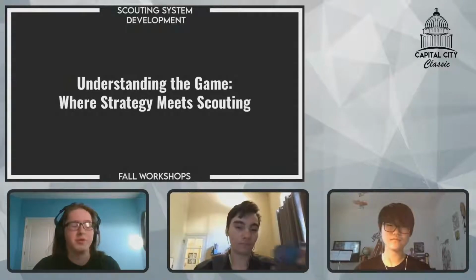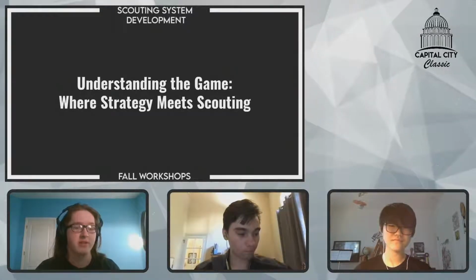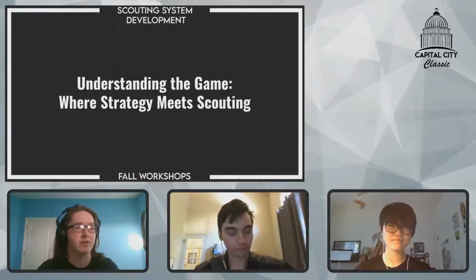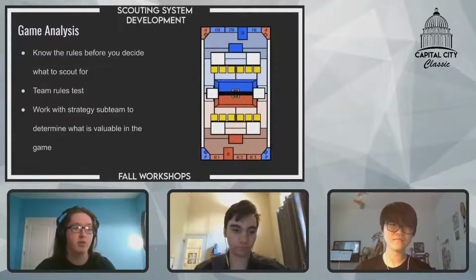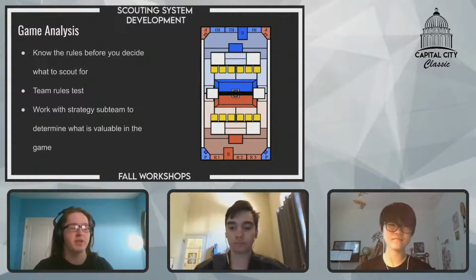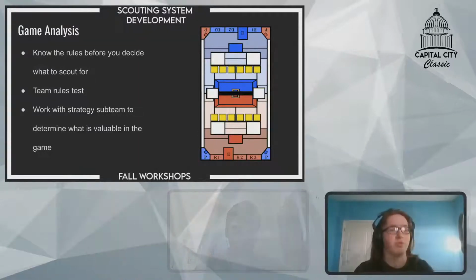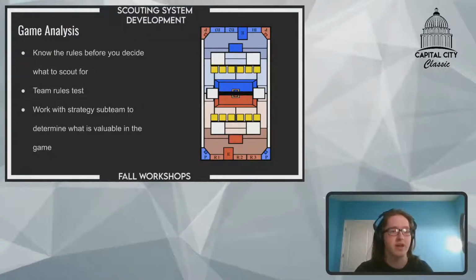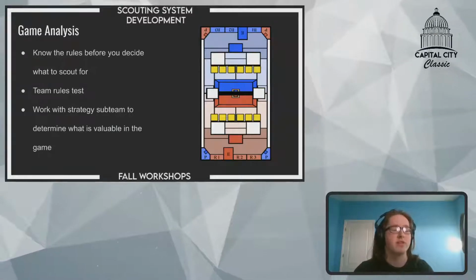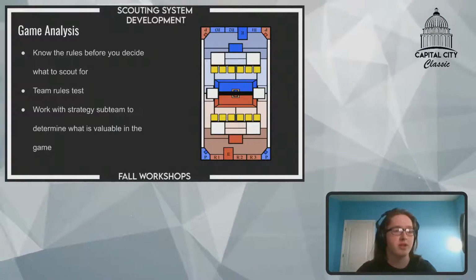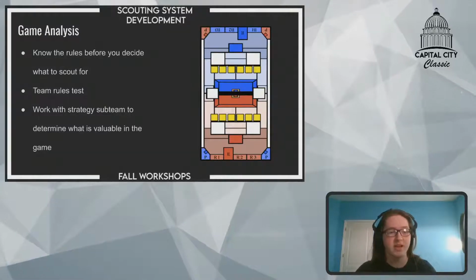Now we know that we should be scouting, and now let's talk about how scouting meets strategy in the beginning of your season. In order to know what to scout for, the best way to do that is to analyze the game and know the game's rules well. We'll go over this in the next couple slides, but we believe that the best way for a team to know the rules properly is something that we do on 1678, which is a team rules test.